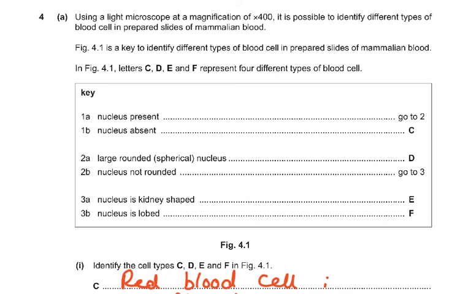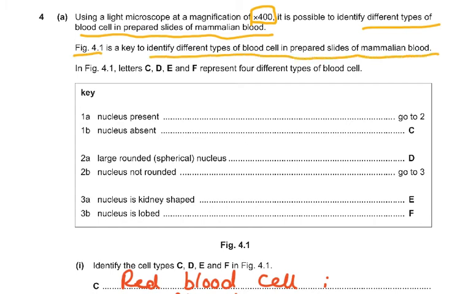Coming to question 4, using a light microscope at a magnification of x400, it is possible to identify different types of blood cells in prepared slides of mammalian blood. Figure 4.1 is a key to identify different types of blood cells in prepared slides. In figure 4.1, letters C, D, E, and F represent 4 different types of blood cells. So now 1A nucleus present, go to 2. 2A large, 1B nucleus absent, that is C.